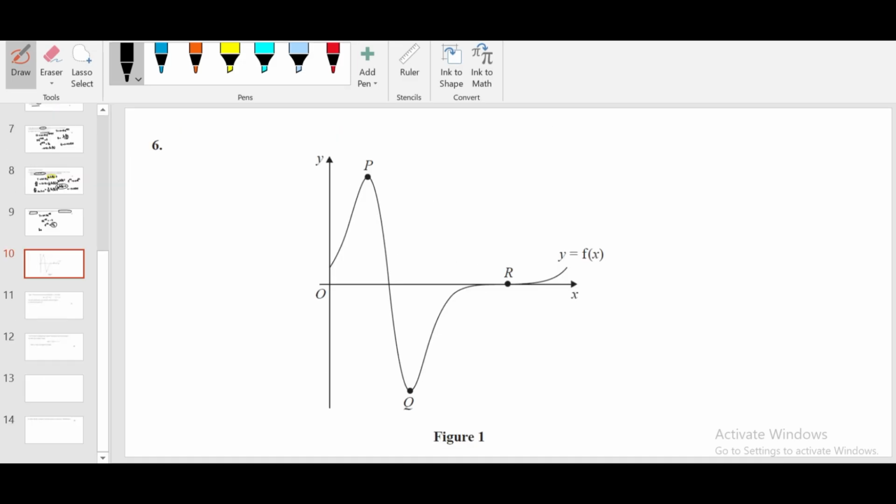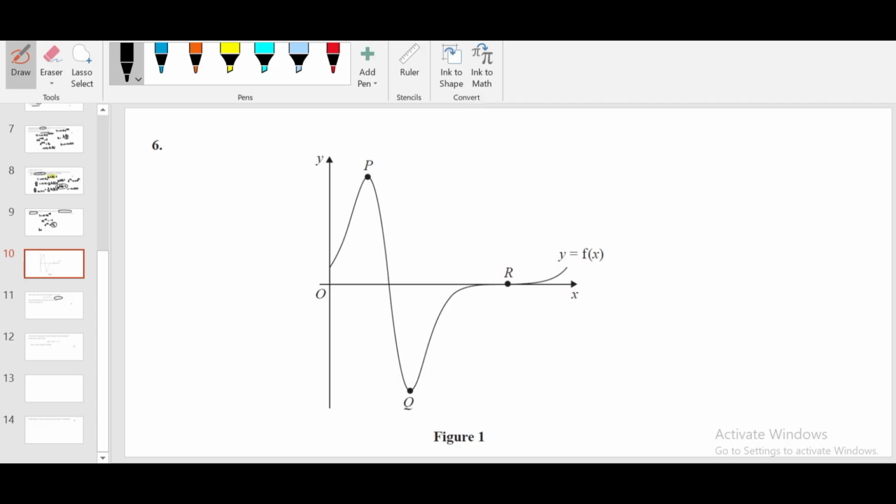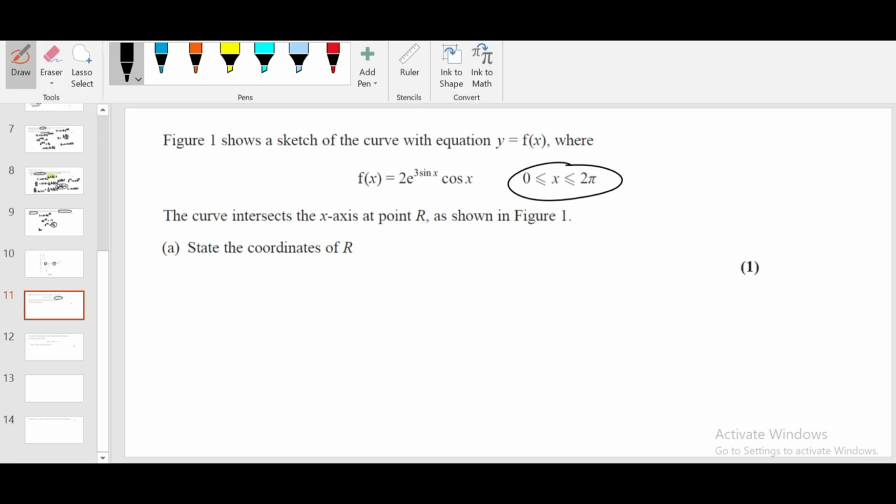We have a figure given and the function representing the figure is also given. The domain is 0 to 2 pi. The curve intersects x-axis at point R. So if you look at the figure, actually the curve intersects x-axis here, the first point, and the second point is R. Okay. State the coordinates of R. We know that when we need to find the x-intercept of a curve, we replace y by 0. In this case, y is f of x. So when you replace it with 0, 3 sine x cos x is equal to 0.